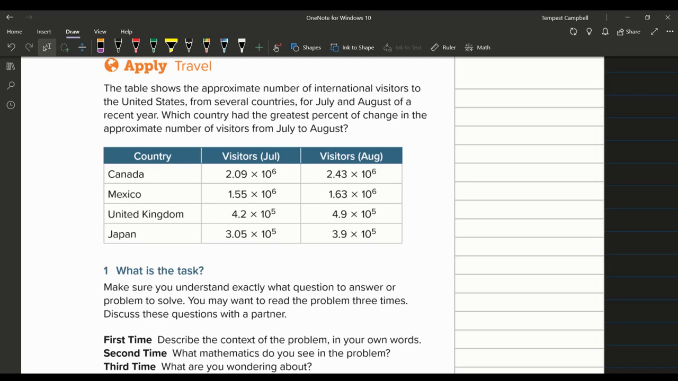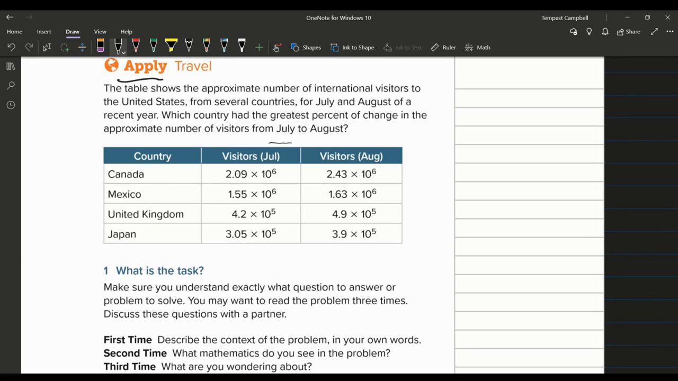All right, we're going to talk about the apply now. The table shows the approximate number of international visitors to the United States from several countries for July and August of a recent year. Which country had the greatest percent of change in the approximate number of visitors from July to August?